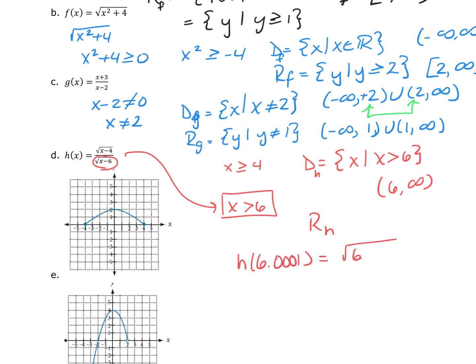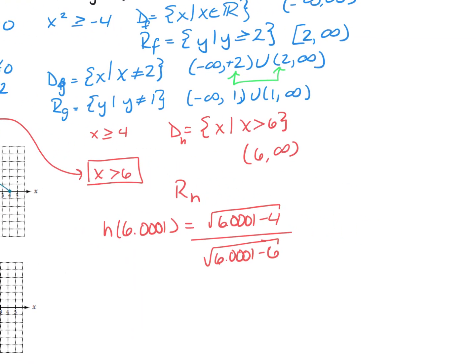I have the square root of 6.0001 minus 4 over the square root of 6.0001 minus 6. So this is the way of doing it without a graphing calculator, but you have a scientific calculator, so you can do it this way as well. And this gives you a really large number, so we know we're going to be going to infinity. So we know as we get closer and closer to 6 that this thing is going to go to infinity. So we know at most it's going to go to infinity.